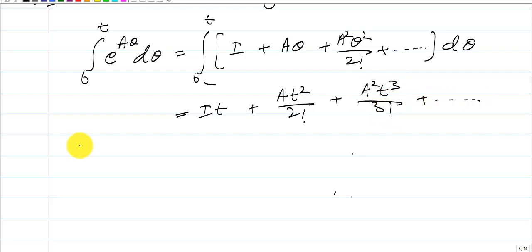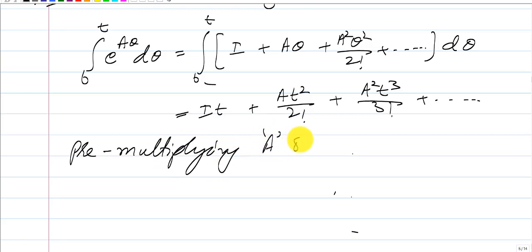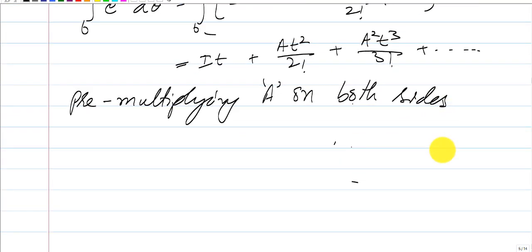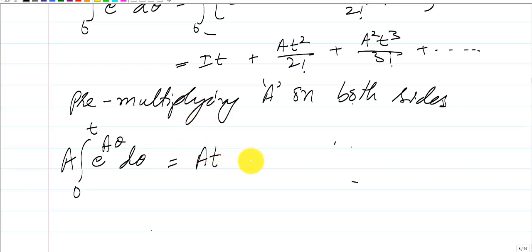Now pre-multiplying A on both sides. If we pre-multiply this A on both sides, the integral from 0 to t of e raised power A theta d theta will be equal to A times t plus A square t square by 2 factorial plus so on.